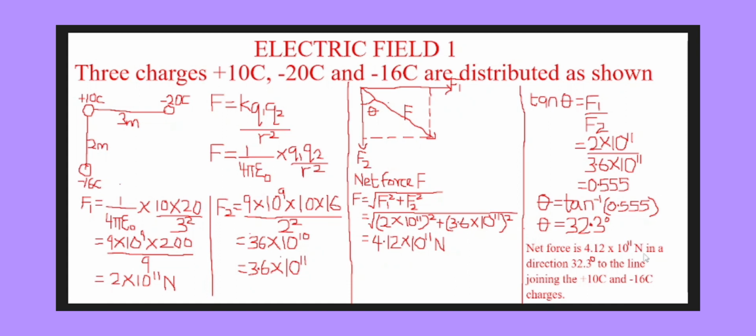So the net force that will act on the 10 Coulomb charge will be 4.12 times 10 raised to power 11 Newton, and it will act in a direction 32.3 degrees to the line joining the plus Coulomb and the minus 16 Coulomb charge. So I've gotten the magnitude, and I've also gotten the direction in which the force is going to act.